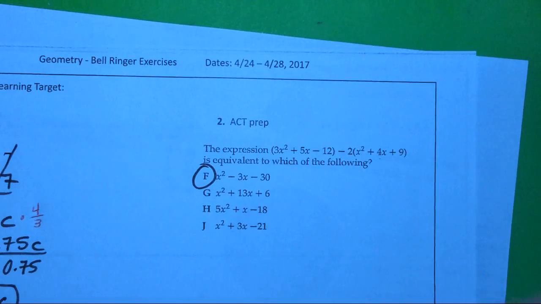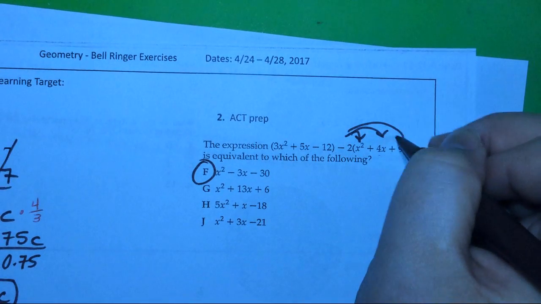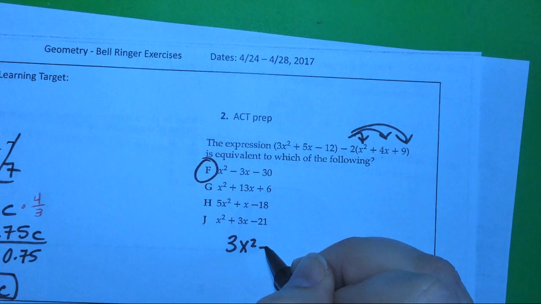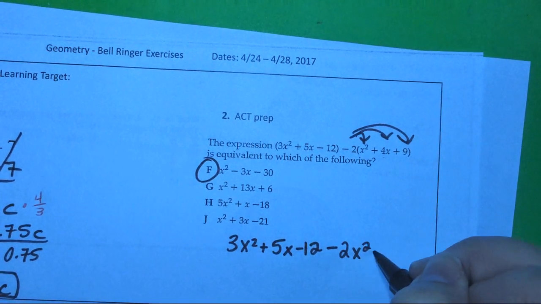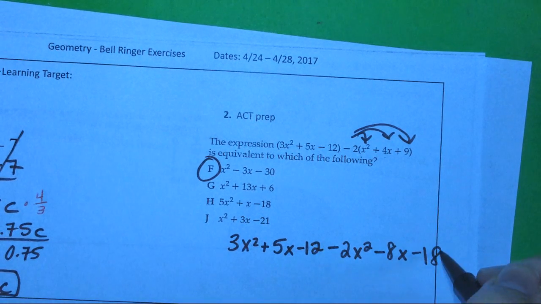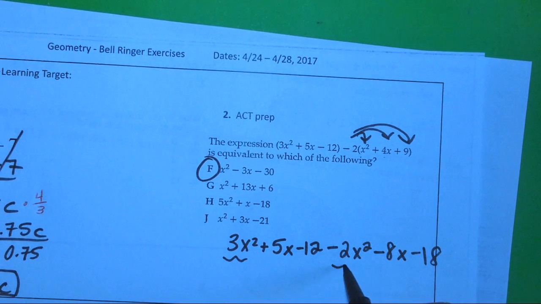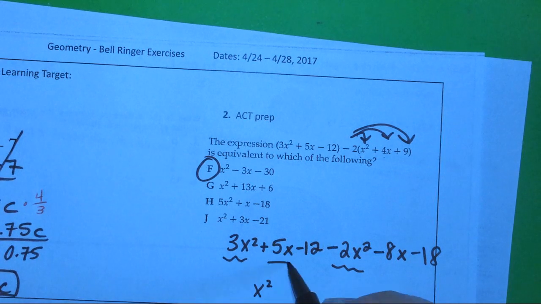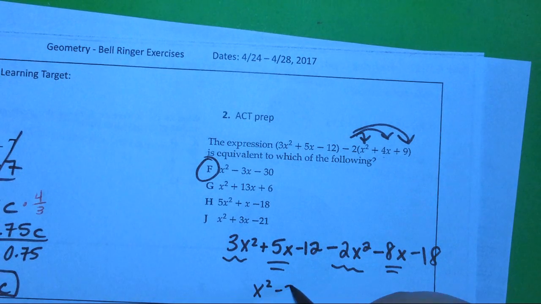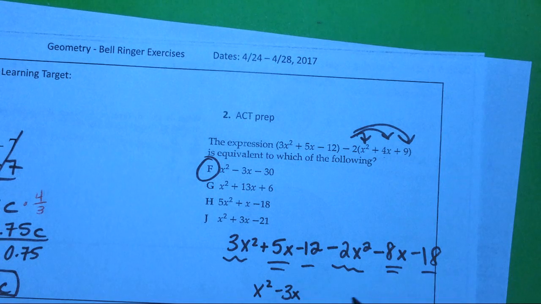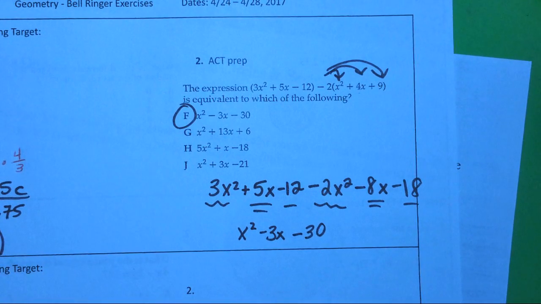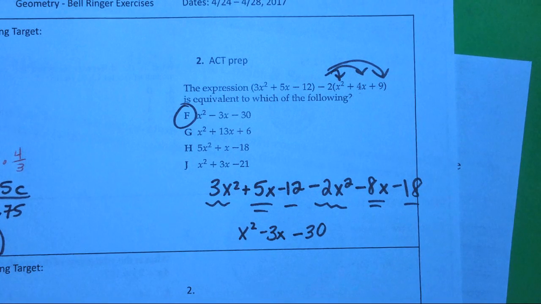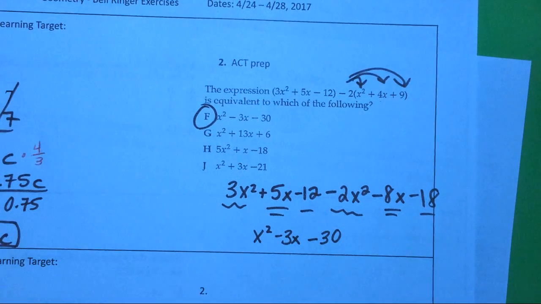Okay, so you distributed the 2. You had 3x squared plus 5x minus 12 minus 2x squared minus 8x minus 18. You combined your like terms. You got F. Perfect. Is there anyone who has problem number 2? Okay. Then on to the next.